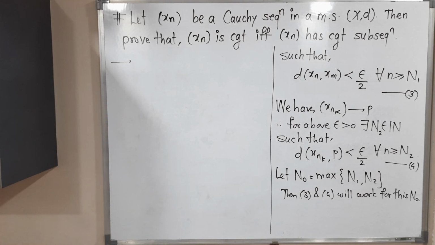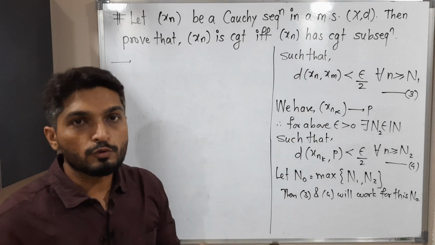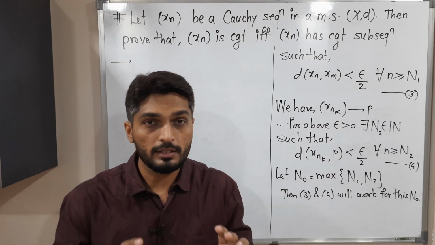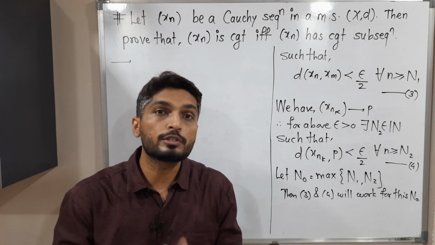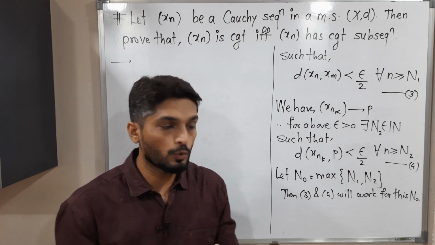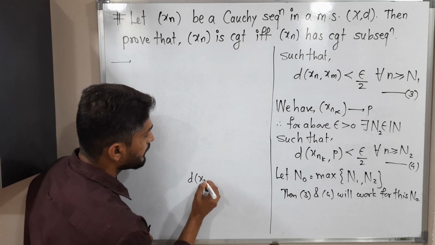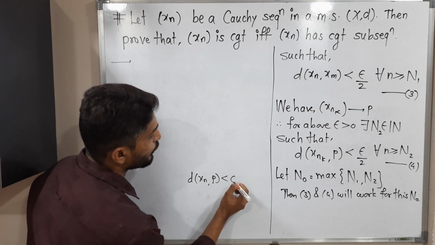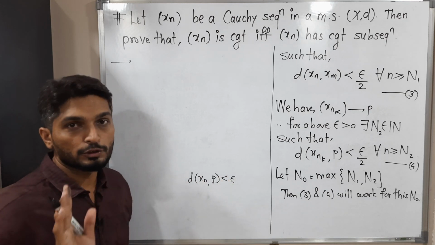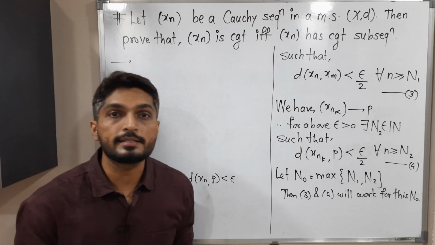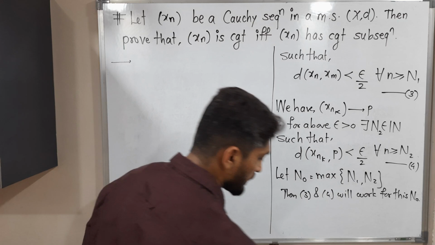So let us focus on our target again. Okay, what we have to prove? We have to prove that xn is convergent. So here I am going to prove it will converge to the same point P. Here again I am going to use the definition of convergent sequence. So what we have to prove? We have to prove that d of xn p is less than epsilon, then we can say that xn converges to p. So let us start with this d of xn p and we will try to prove it is less than epsilon. Okay, so let us start.